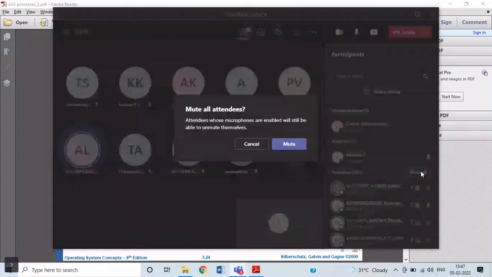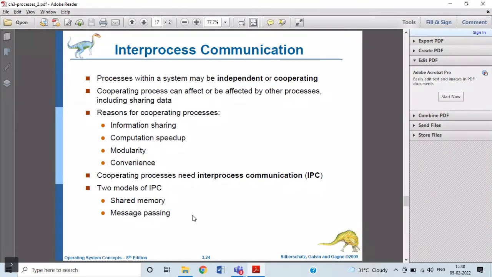During inter-process communication, information will be shared, computation speeds up, and there is modularity and convenience. These are the reasons for inter-process communication. Cooperating processes need inter-process communication for these advantages: they share information, computation speed is increased, and with modularity they divide the task, and for convenience. And there are two models of inter-process communication. The first one is shared memory, and the second one is message passing.